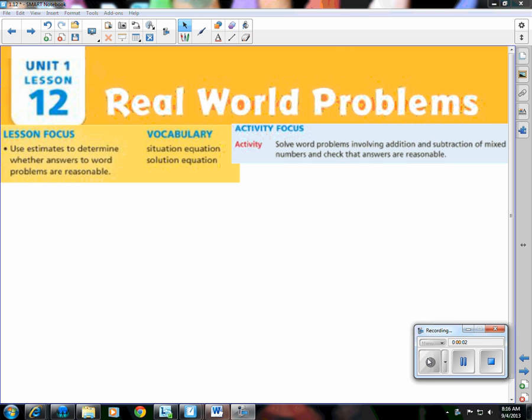Hey guys, this is Unit 1, Lesson 12. It's just using real-world problems, so story problems, with situation and solution equations. So we'll talk about that vocabulary, using those to solve addition and subtraction of mixed numbers, and then also using that estimation that we've already done to see if those answers are in fact reasonable.